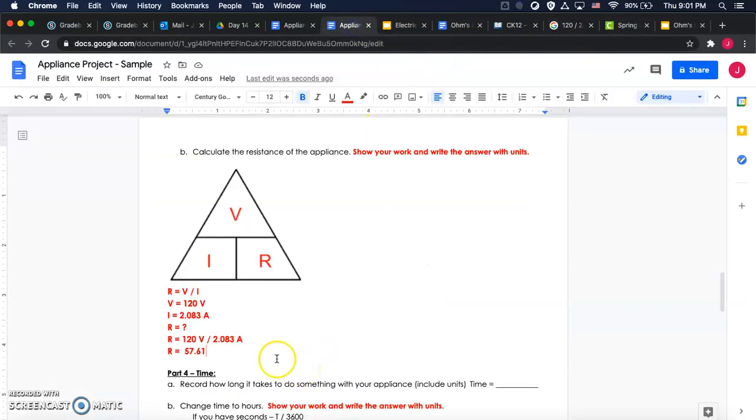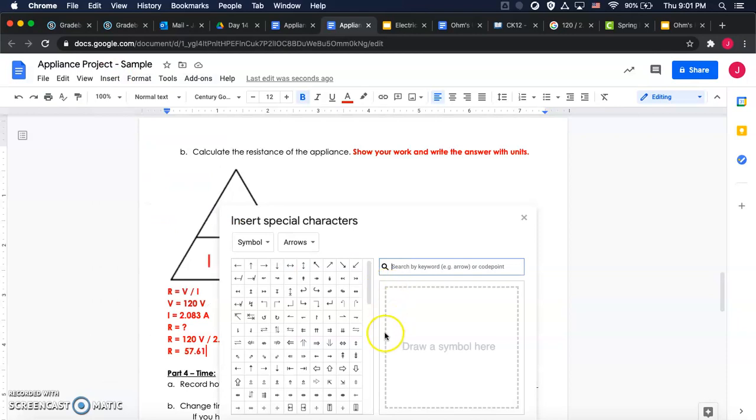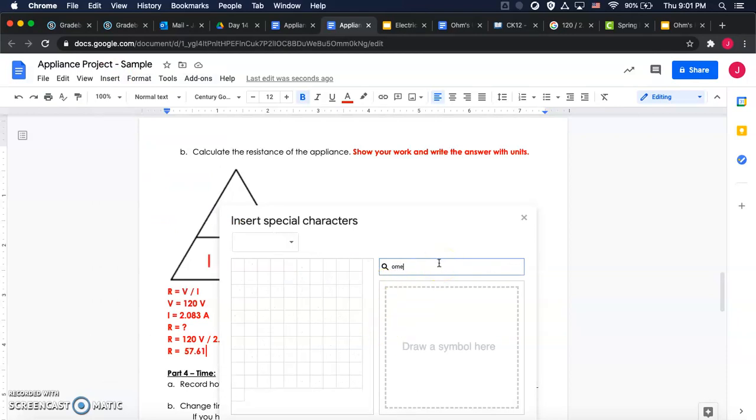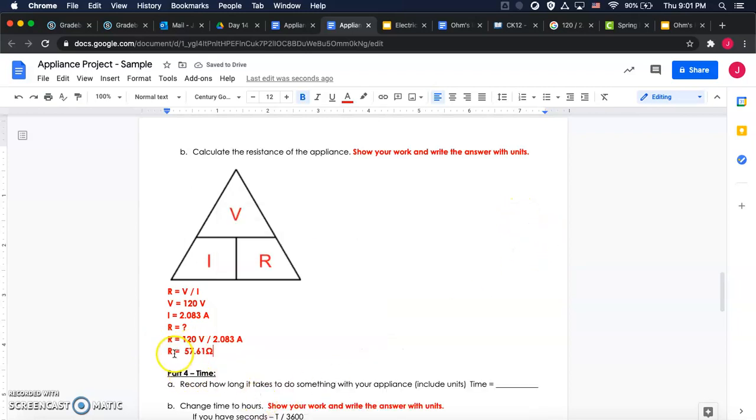So 57.61. And then we're going to insert a special character. I'm going to pick this one right here. That's the omega symbol. And that's our answer. Resistance is 57.61 ohms.